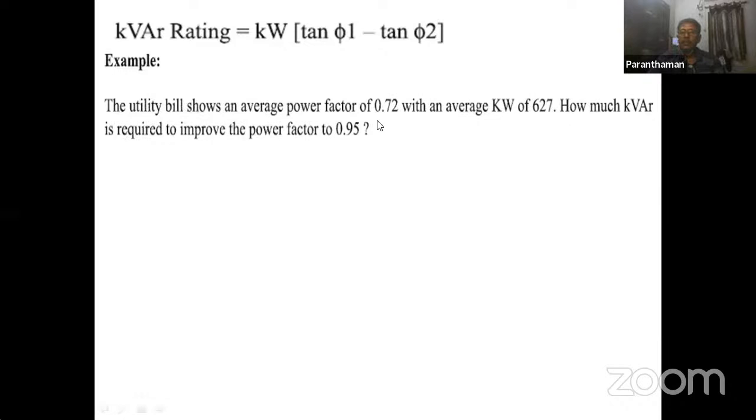Example: the utility bill shows an average power factor of 0.72 with an average kilowatt of 670. We have to take this as the base. How much kVAR is required to improve the power factor to 0.90? This is also simple. The new required power factor is given, the existing power factor is given, the kilowatt is given. You have to find the capacity of the capacitor. It will be a direct question an energy manager has to answer.